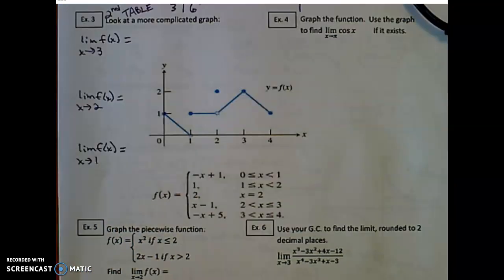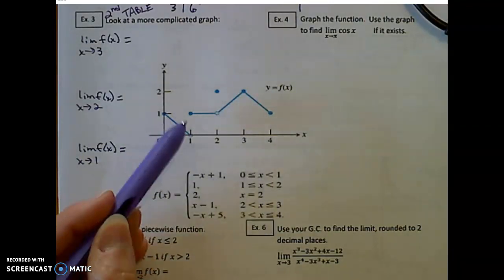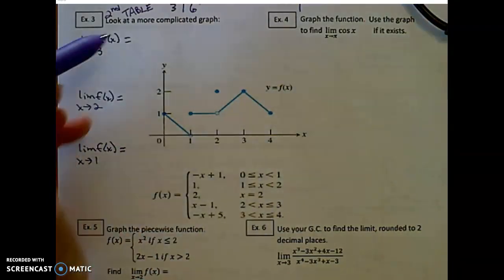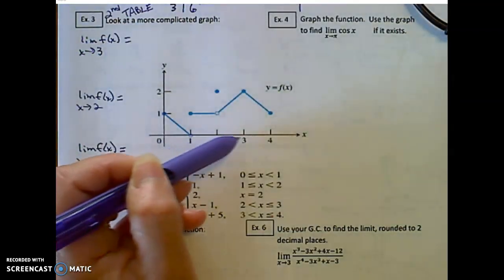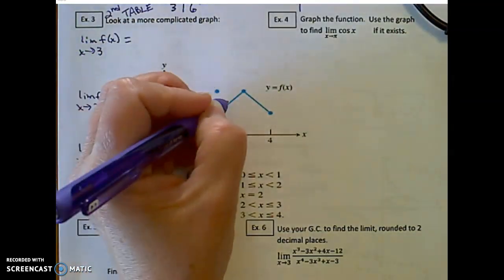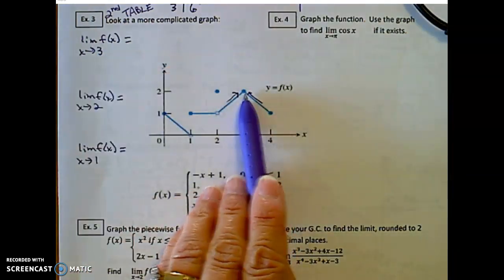Okay, let's read some limits of functions off of a graph. This complicated piecewise function is graphed up above. What are the function values approaching as x approaches 3? As x values get closer to 3, my function values, my outputs, are approaching 2.